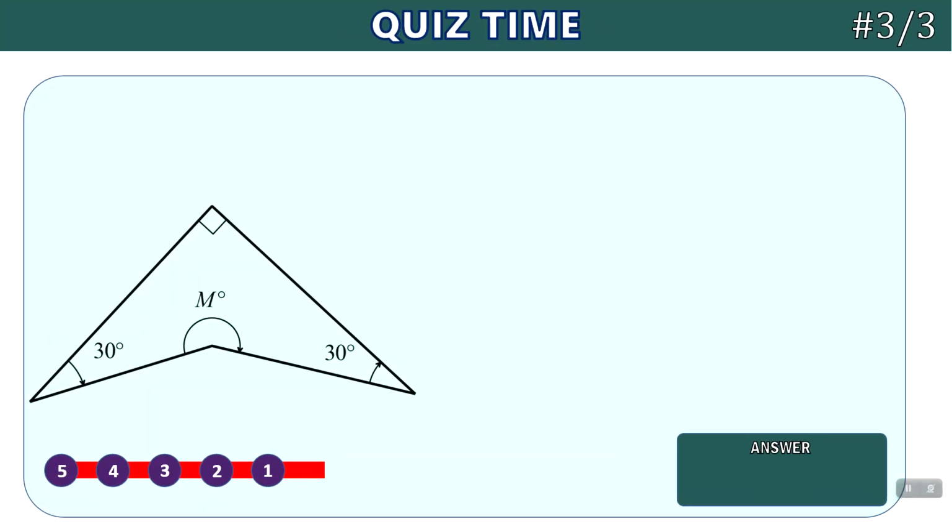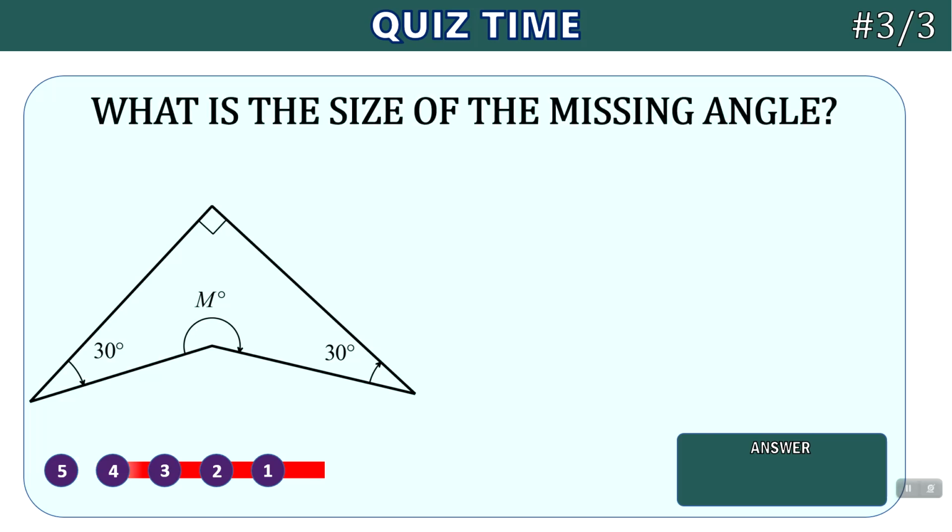And last one, number 3, find the missing angle M. If you notice, M looks a lot bigger than the other angles. Time's up. The answer is 210 degrees. You can see that M is a reflex angle, which means it's going to be bigger than 180 degrees.